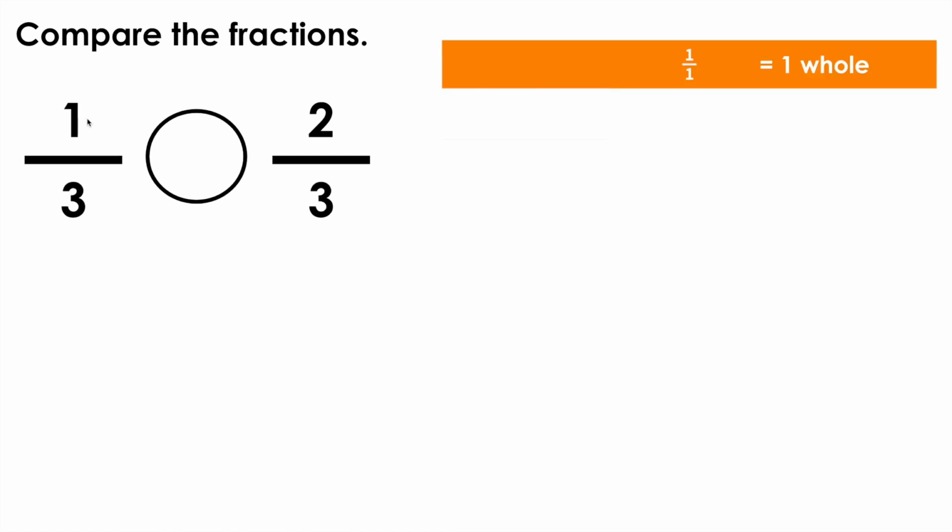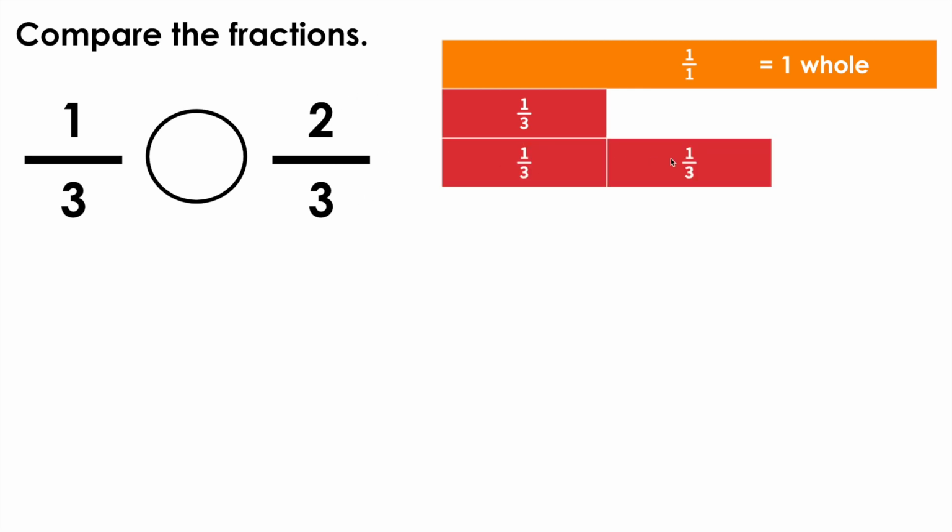Let's compare the fractions. We have 1/3 to 2/3. Again, we have one whole. Now let's represent 1/3. We have 1/3. Now we have to represent 2/3. 1/3, 2/3. We can see that 2/3 is 1/3 away from being one whole. 1/3 still needs 2 more thirds to be a whole.